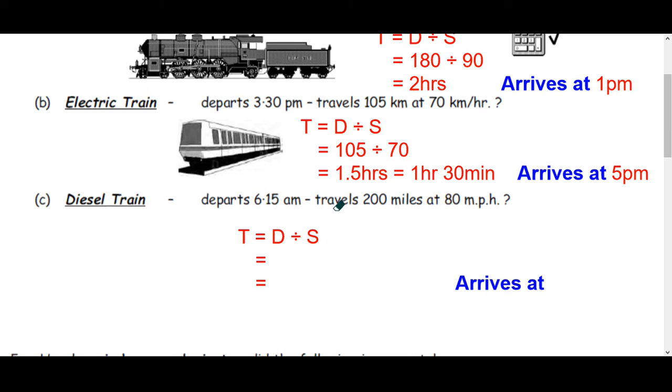Okay, last one here, distance is 200, speed's 80, so 200 divided by 80, that comes out to be 2.5, so 2 hours and 30 minutes. Go forwards 2 hours to get 8:15, and then go forwards 30 minutes, you'll get 8:45 a.m.